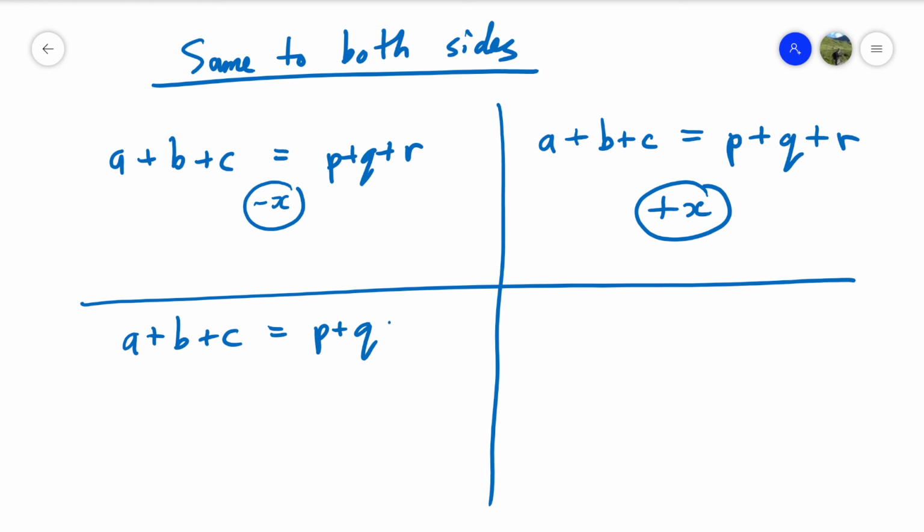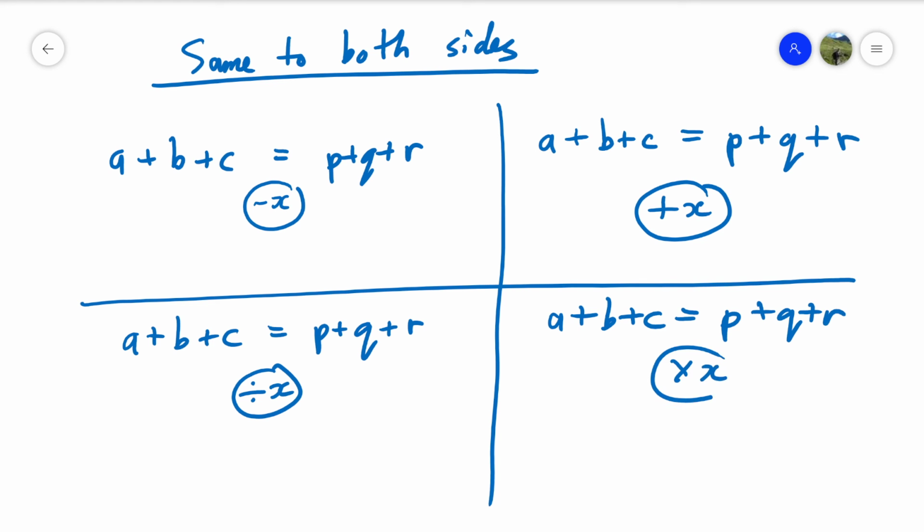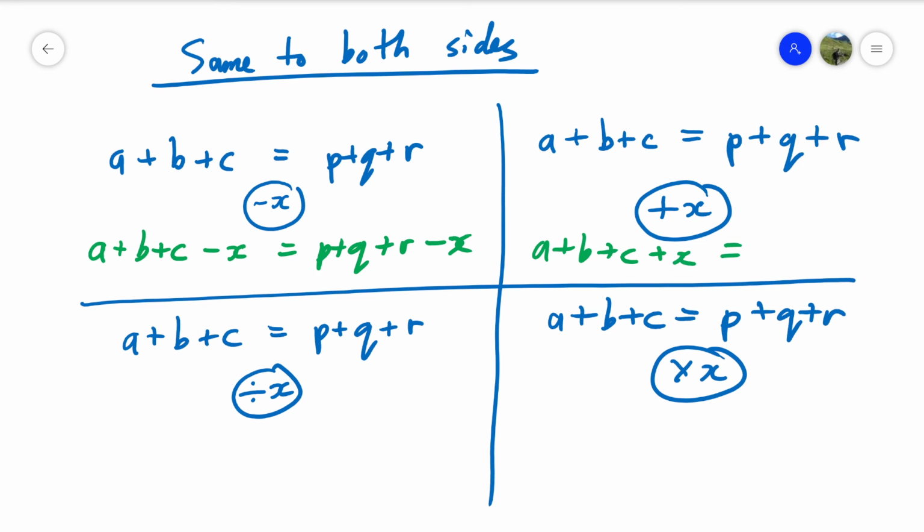Obviously you can get started straight away as I'm writing this out. Pause the video, join me back when you're ready. Right, the first one is just a plus b plus c minus x equals p plus q plus r minus x. The second one is just a plus b plus c plus x equals p plus q plus r plus x.